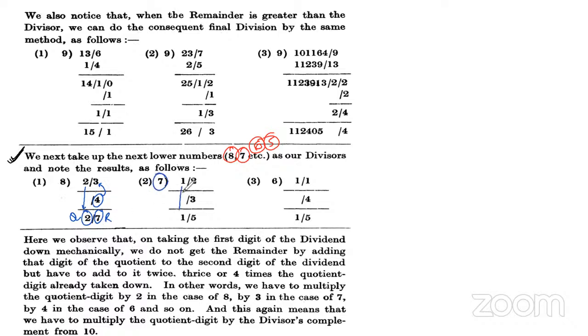First we are dropping the 1. Now this one is added to the 3, but before that this one is multiplied 3 times. So that we are getting 5 as our remainder part and 1 as our quotient part.